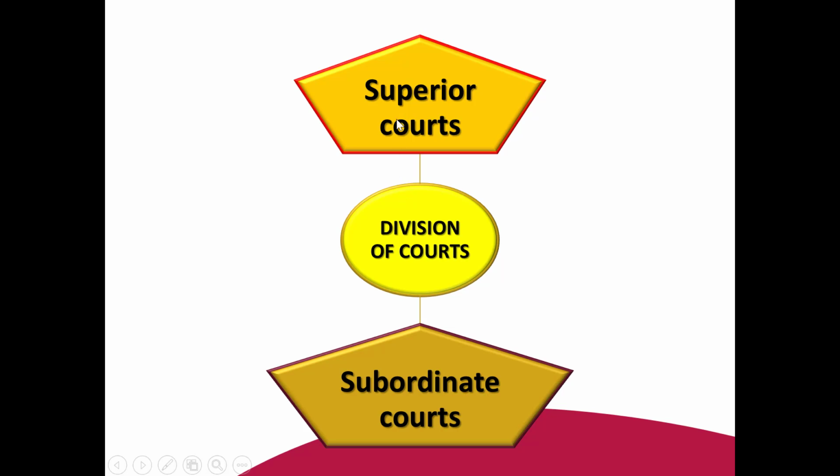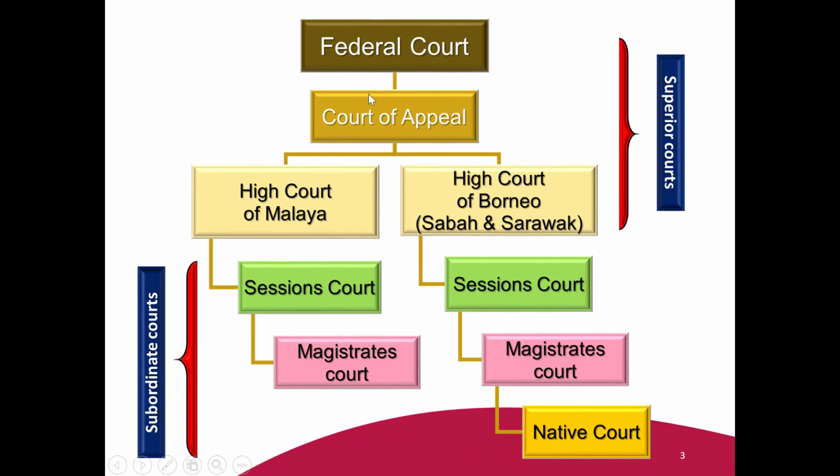One is superior courts, Mahkamah Atasan, and the other one is subordinate courts, Mahkamah Bawahan atau Mahkamah Rendah. As for the superior courts, we have Federal Court, Court of Appeal, and High Courts. With regard to the subordinate courts, we have two kinds of courts. They are Sessions Court and Magistrates Courts, which this Magistrates Court is divided further into two. One is First Class Magistrate Court and Second Class Magistrate Court. As for Sabah and Sarawak, we have another branch of court that is Native Court.